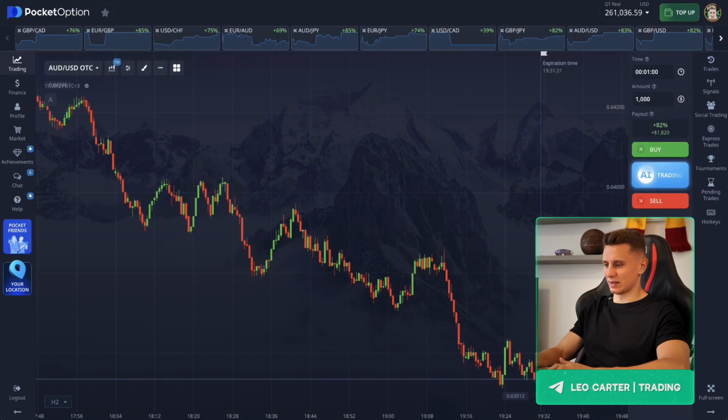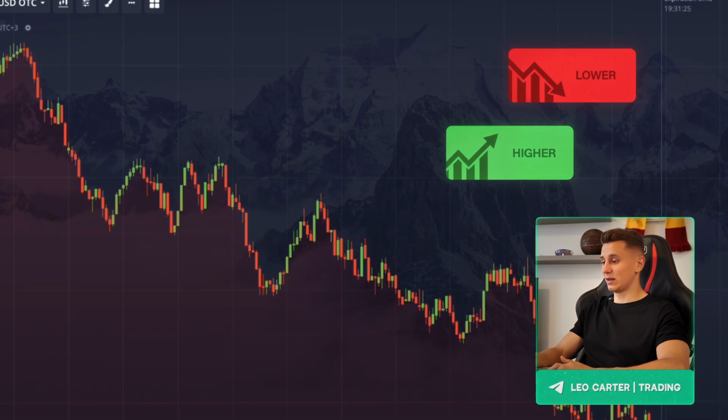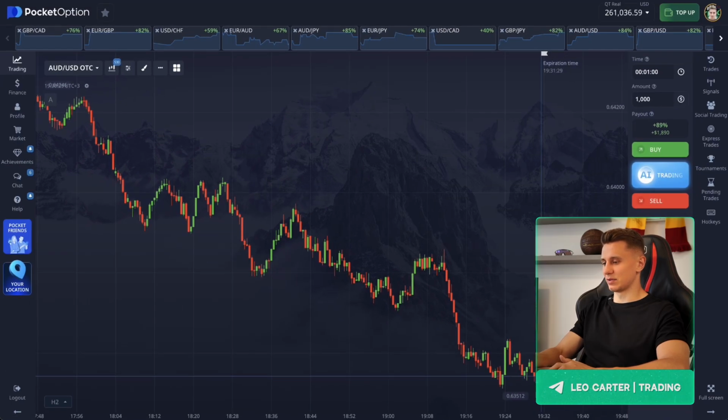Let's start with trends. There are two directions, up and down, long and short. It's simple. If the chart goes up, it's an uptrend. If down, it's a downtrend. Now I'll show you everything with an example.